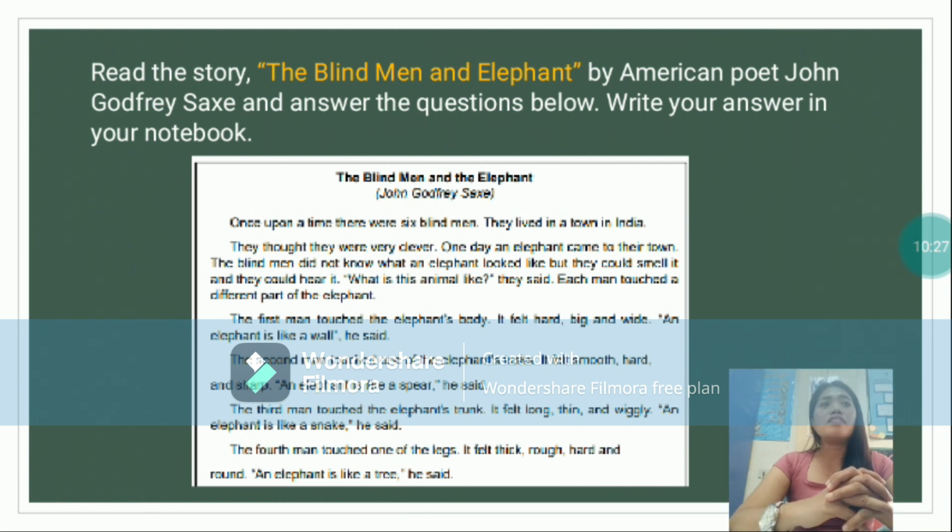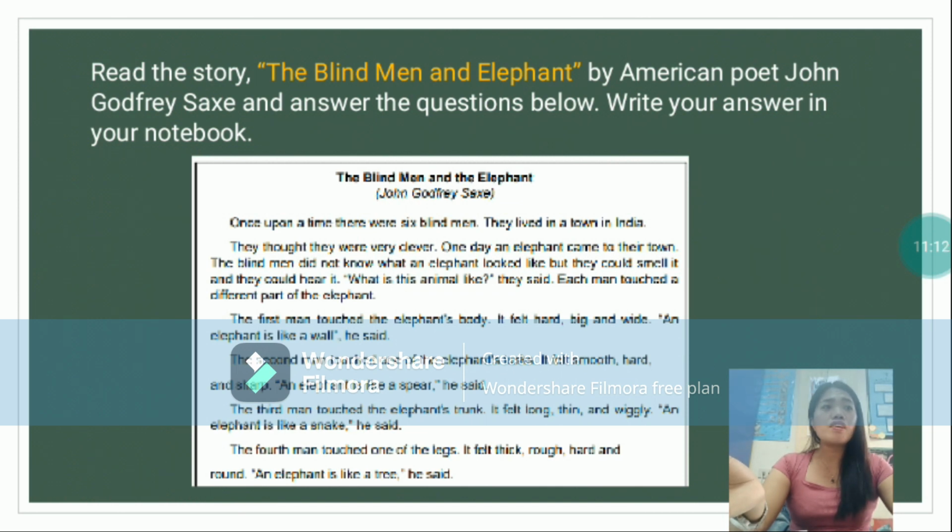The Blind Man and the Elephant. Once upon a time, there were six blind men. They lived in a town in India. They thought they were very clever. One day, an elephant came to their town. The blind men did not know what an elephant looked like, but they could smell it and they could hear it. "What is this animal like?" they said. Each man touched a different part of the elephant. The first man touched the elephant's body. It felt hard, big, and wide. "An elephant is like a wall," he said.